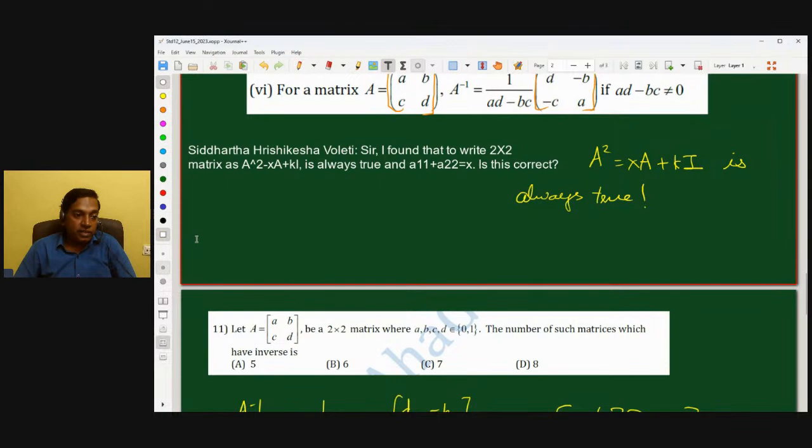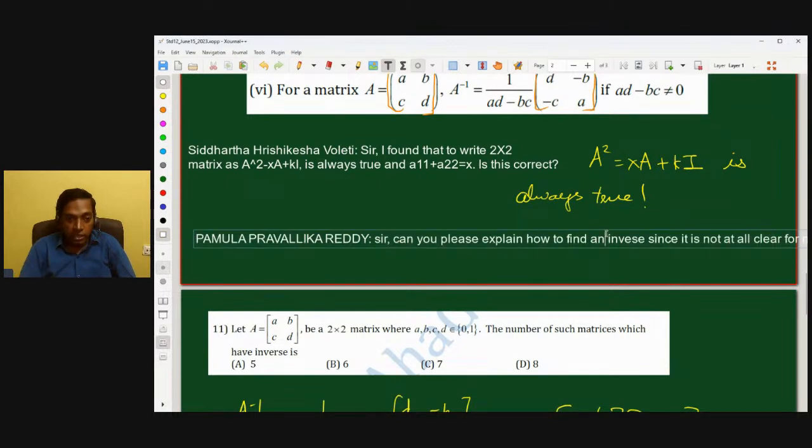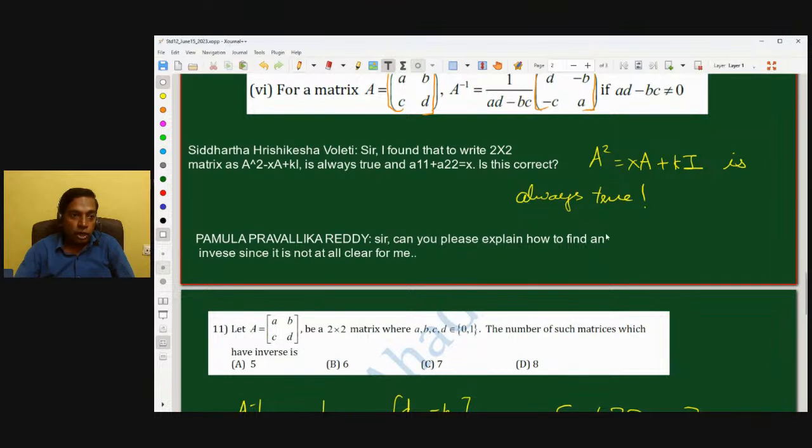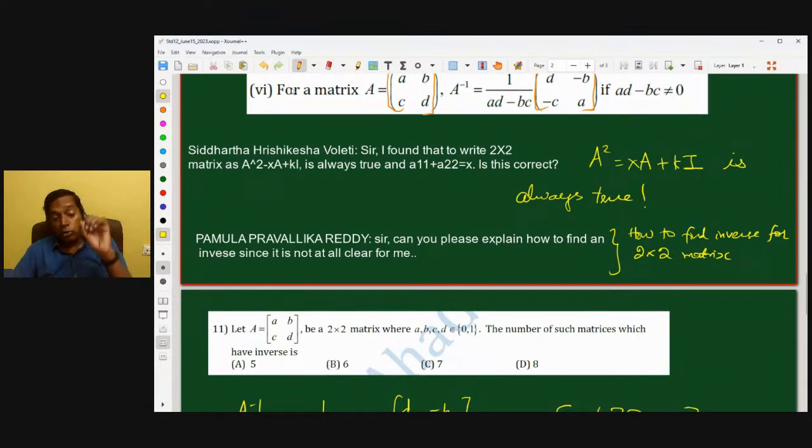How to find the inverse? I haven't taught that yet, Pramula Pravika. I've told you how to find the inverse for a 2 by 2 matrix. How to find the inverse for 3 by 3 or 4 by 4, I haven't taught you. But what I've told you is if an inverse exists, it is unique. If you are able to guess an inverse, then it's unique. I haven't come to how to find an inverse. I'm going to do that. It is there as part of today's class. It's there in the online lesson as finding inverse using elementary operations. I am going to do that.